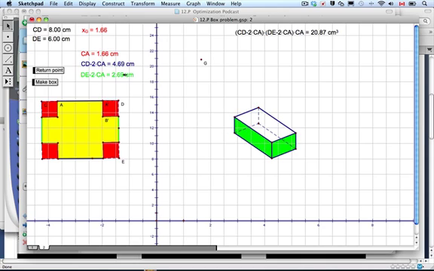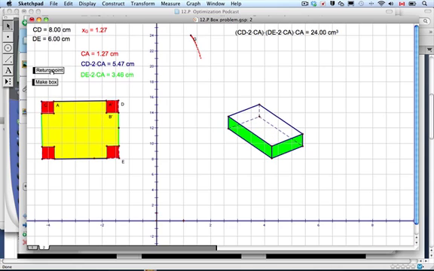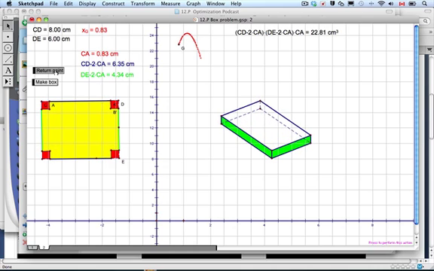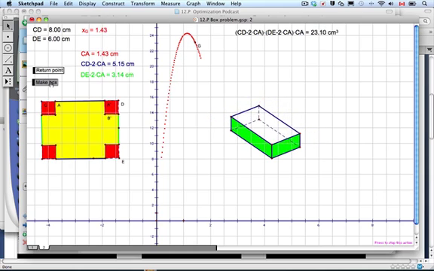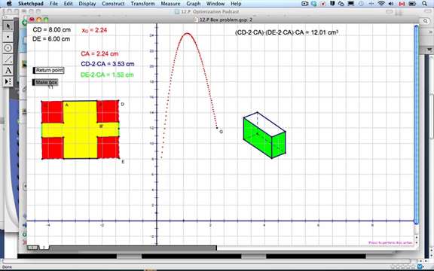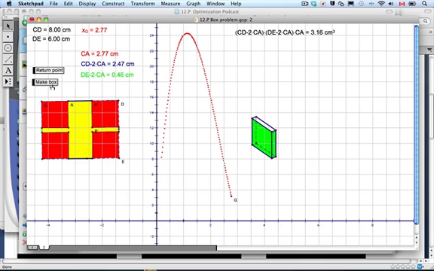Let's explore a little with different sizes of x. If I change the size of x, I get different size boxes. A really small x gives a really thin box, or I can make boxes that are tall and skinny. So which one is going to give us the largest volume? That's the main question here.